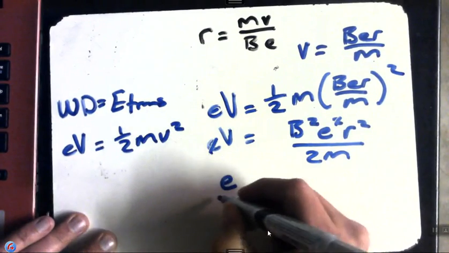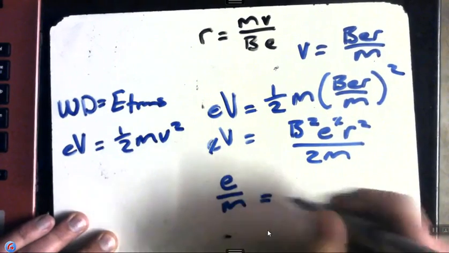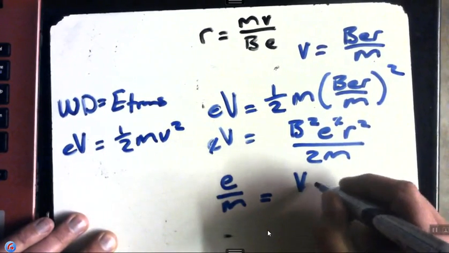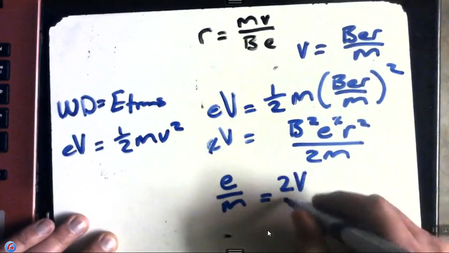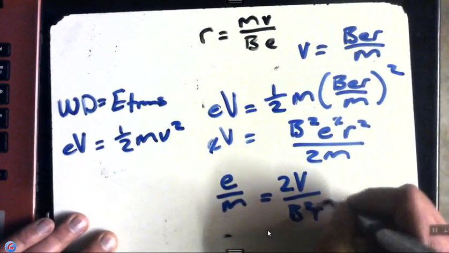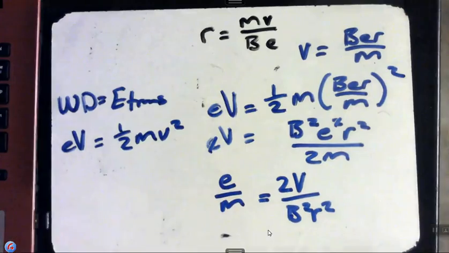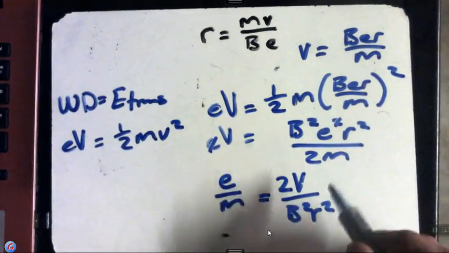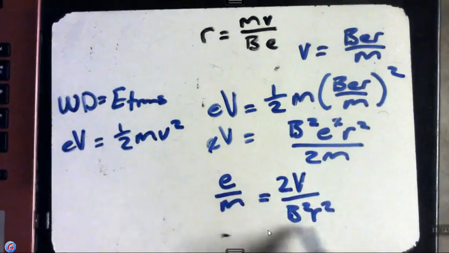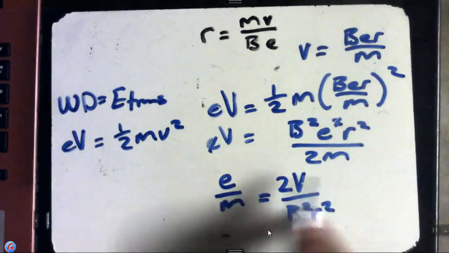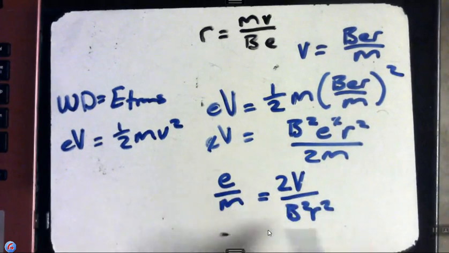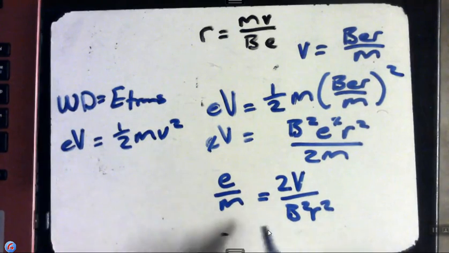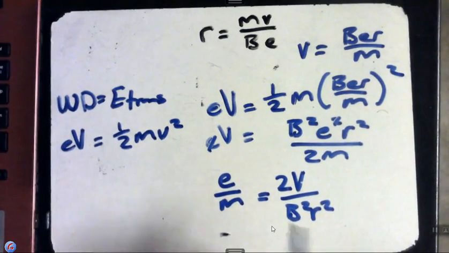If we rearrange everything, the electron charge over the mass is equal to 2V over B squared r squared. Now we could much more easily calculate the voltage that we use than the velocity. Therefore we use this application, and this is what J.J. Thomson used to calculate his charge to mass ratio.